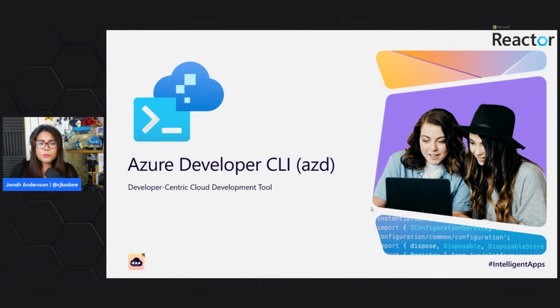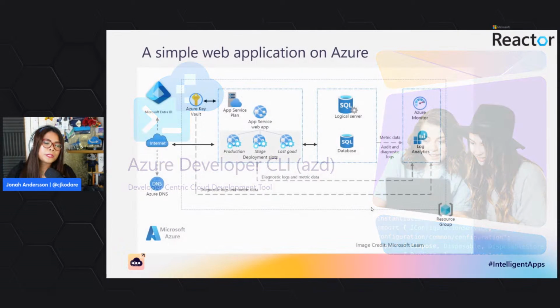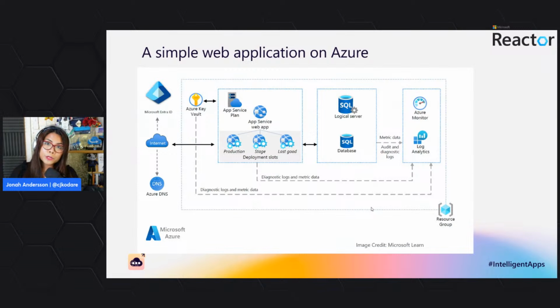So moving forward, we did learn about ACA, Container Apps. We learned about cloud native. We know that it's good for microservices and all these amazing features it has. Let's talk about Azure Developer CLI, also known as AZD. Azure Developer CLI is actually considered an open source and developer centric tool, and it was released just last year, so it's very fresh.